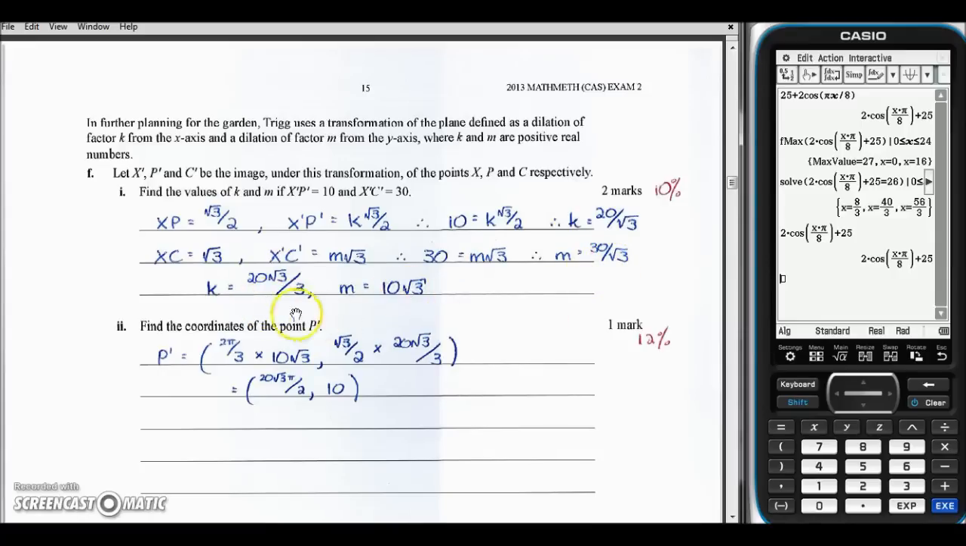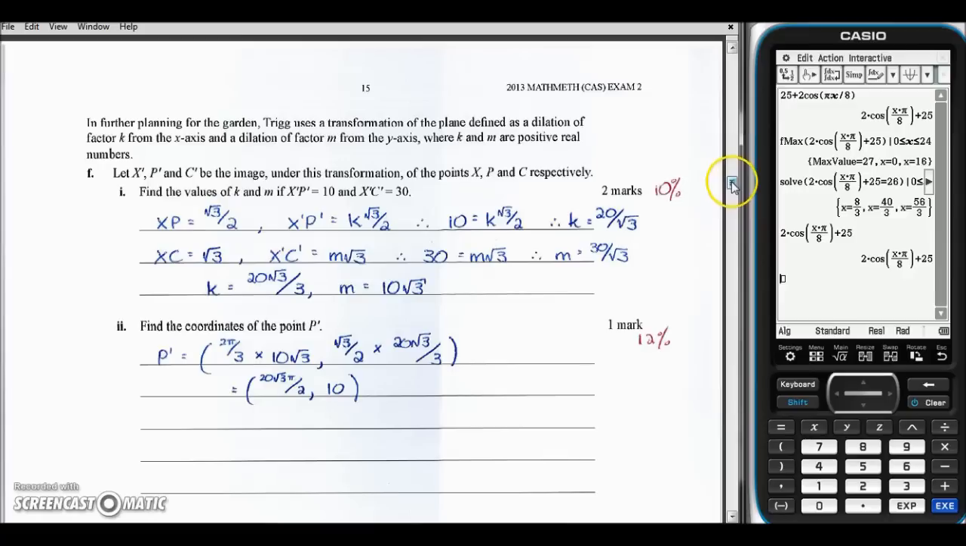Now the reason the answers are different there is I've rationalized the denominator, so 20 on root 3, if you rationalize the denominator, you get 20 root 3 on 3. Now whether or not you have to rationalize the denominator, I don't know the answer to that, but I did notice in the examiner's report that they did, so it might be a good idea if you want to ensure you get the 2 marks.